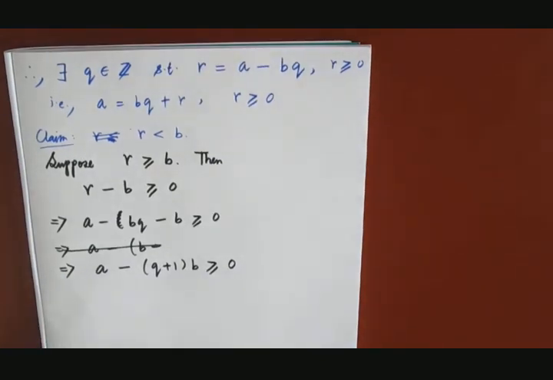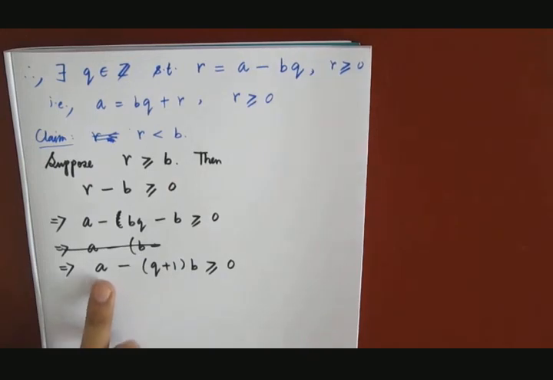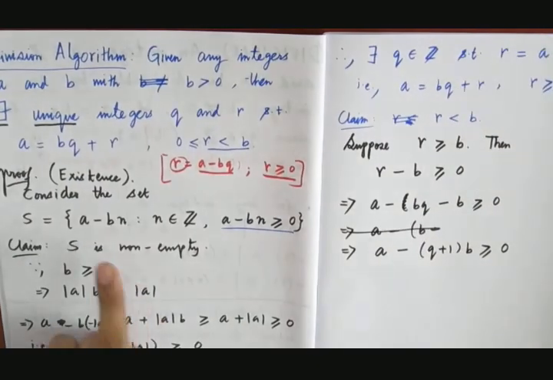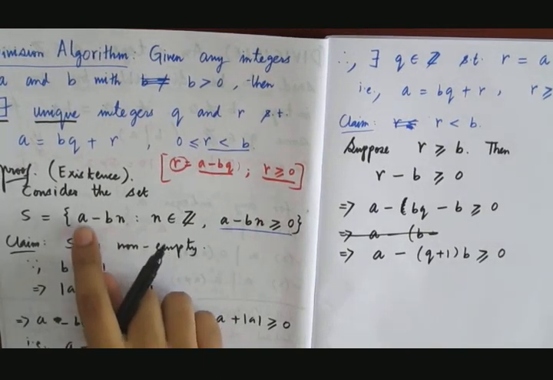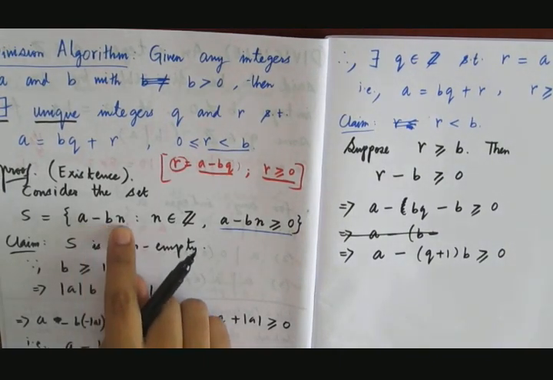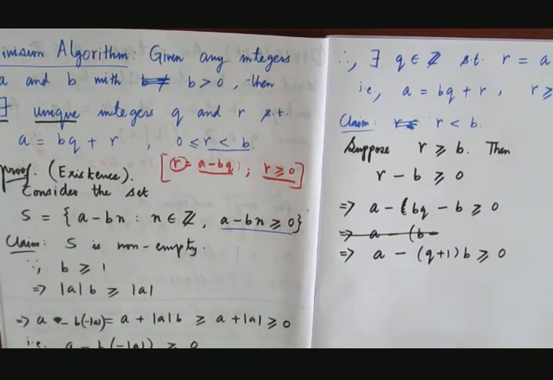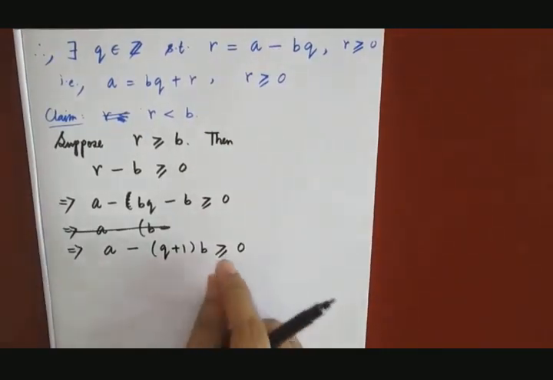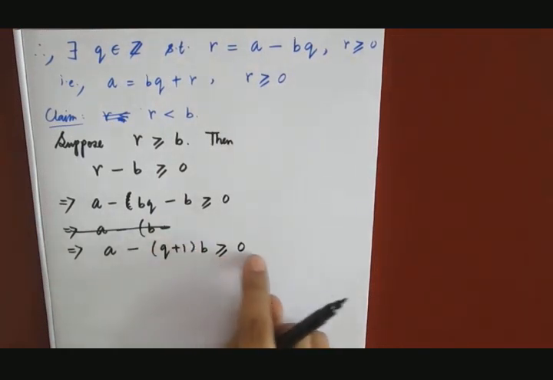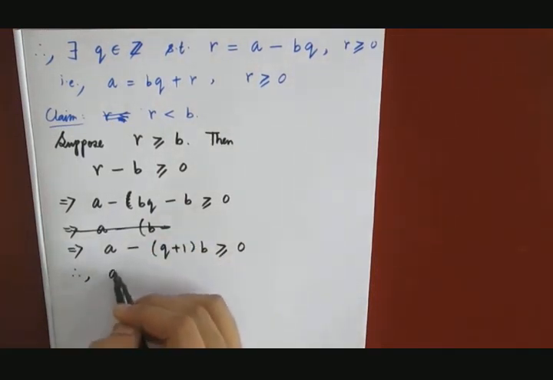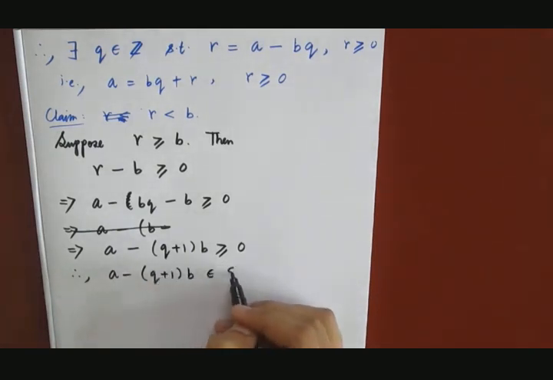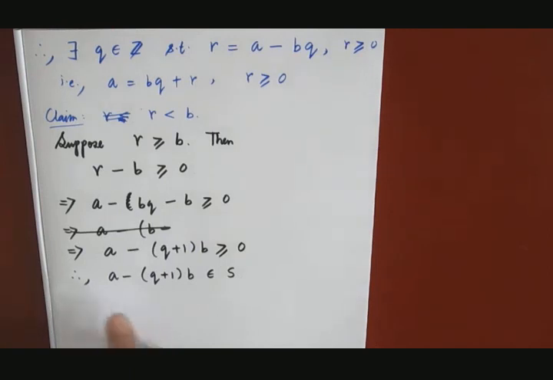Now you see, this is again of the form A minus B times some integer. Elements of S are of the form A minus B times some integer, and this should be non-negative. And similarly, A minus B times some integer, and this is non-negative, so this means that this element will also belong to S. Do you agree with me? This element will also belong to S.